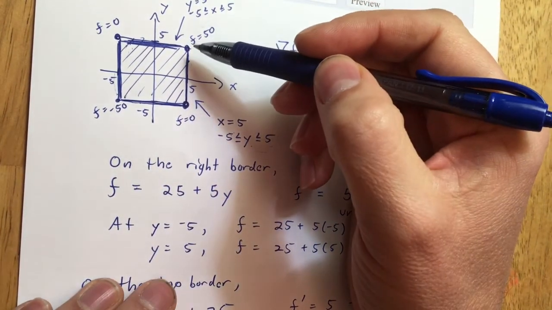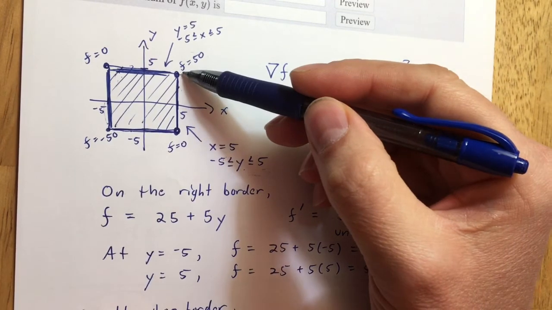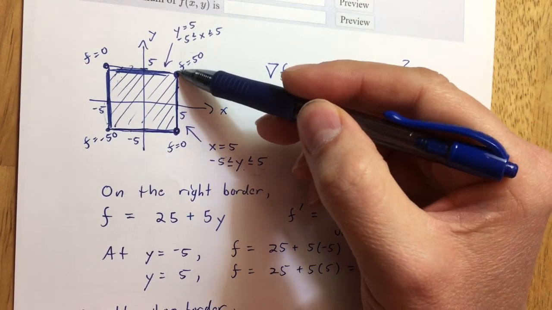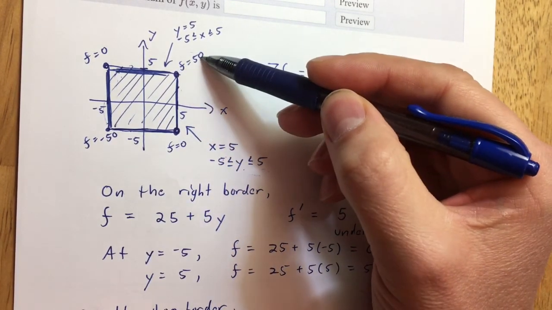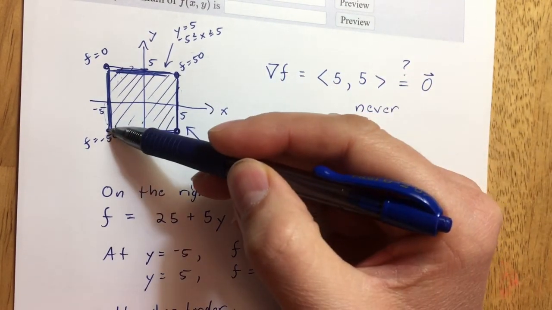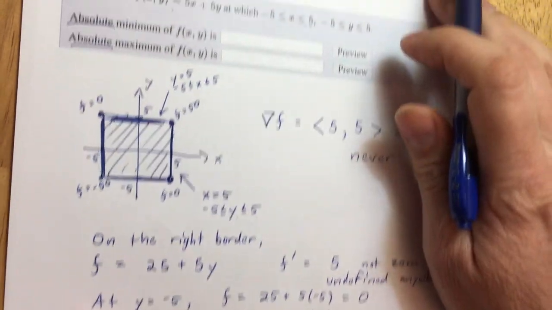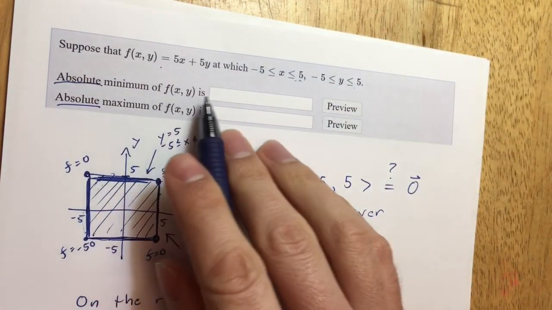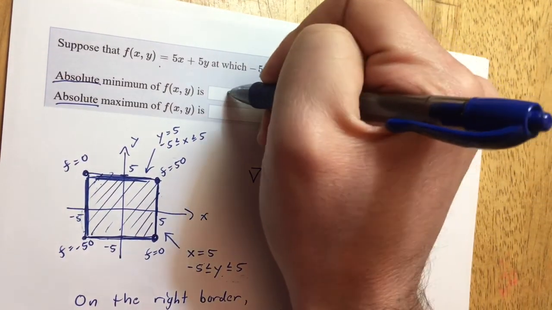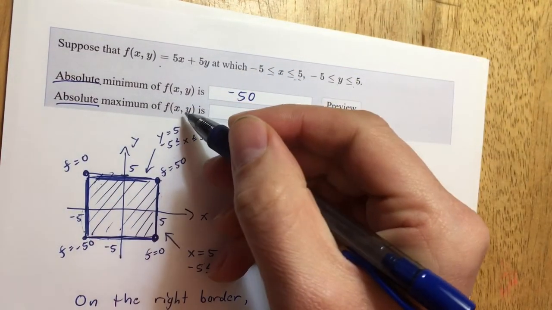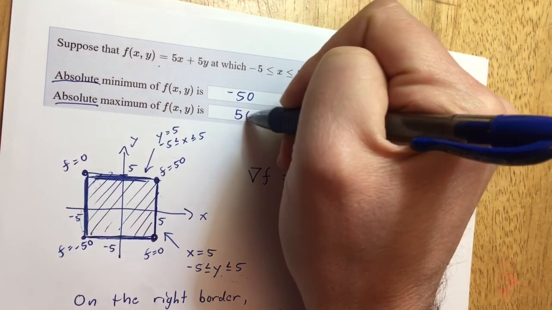And we can see that the biggest the function gets is at this point right here, and it has value 50. And the smallest the function gets is at this point right here, where it has value negative 50. So if I write my answers in here, the absolute minimum of the function is negative 50. The absolute maximum of the function is positive 50.